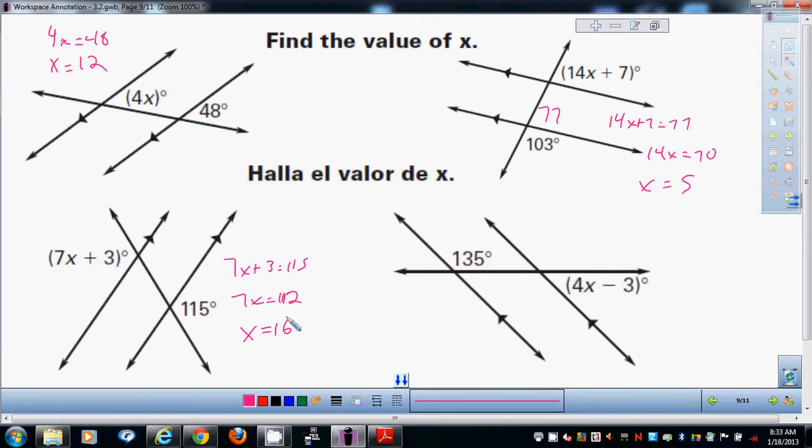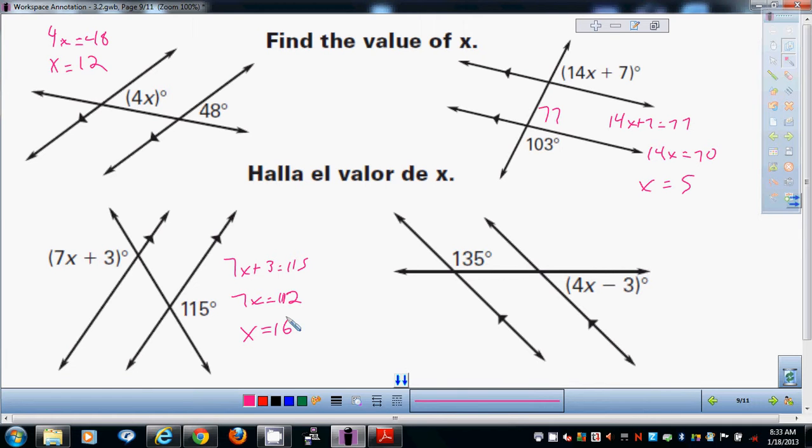I don't need the whole answer. I just need what would one of these be? What would these add up to? Does that form a straight line? Straight lines have how many degrees? There you go. And if this is 135, what's the other piece? Minus that. So what would it be? 45.